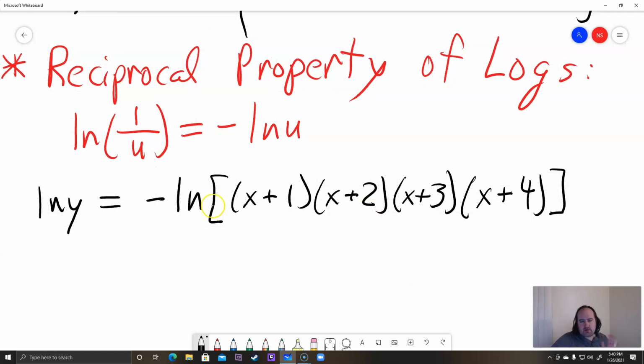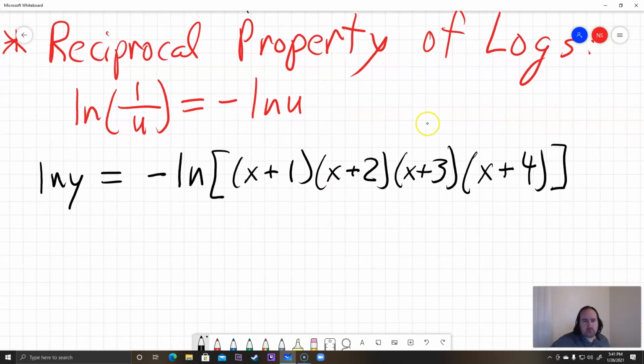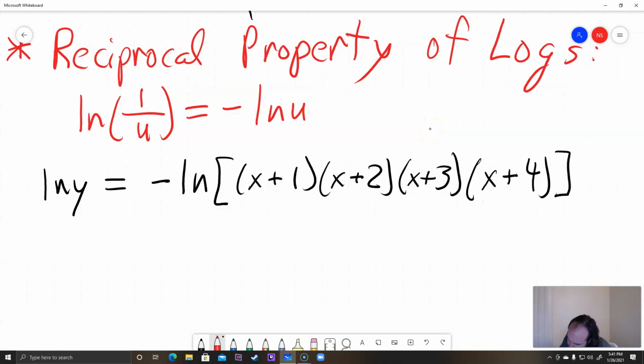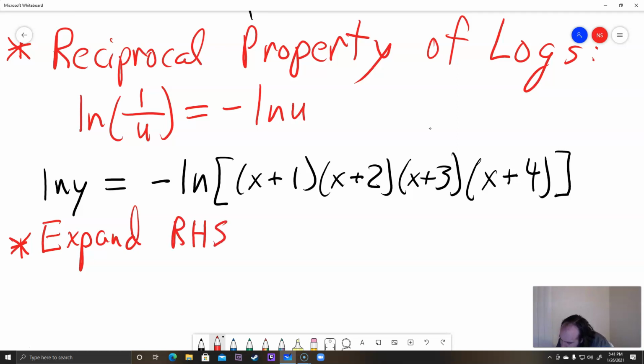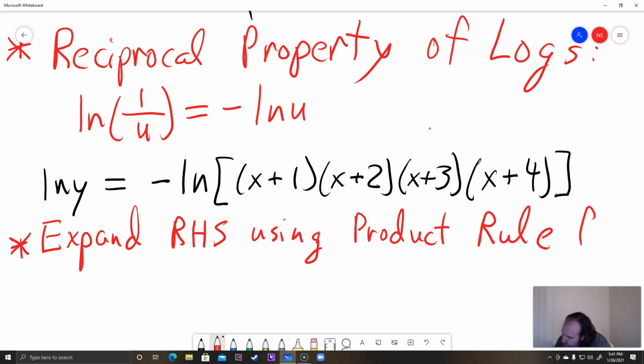Okay, so we use that reciprocal property of logs, and then the next property that we use is called the product rule for logs. The product rule we can use to simplify the right side. We're actually going to be expanding the right side, so I shouldn't say simplify. We're expanding the right side. Expand the right-hand side of the equation using the product rule for logs. It's from pre-calculus.